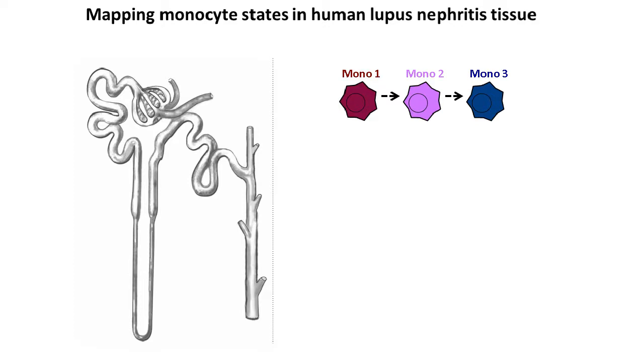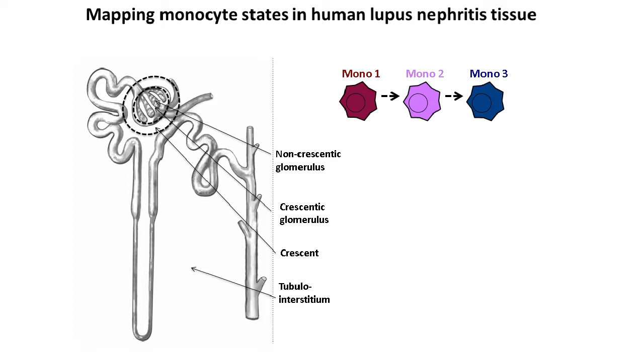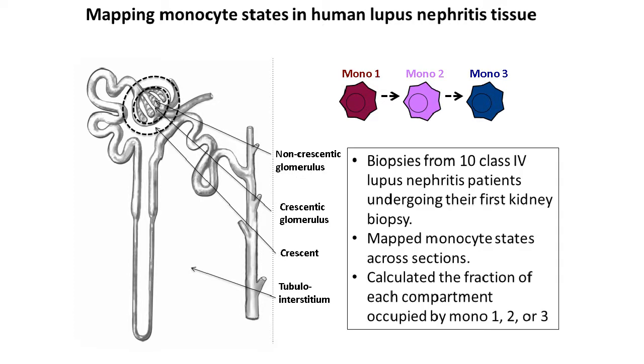Before we go into that summary, I just wanted to remind you exactly what we would be looking for. On the left-hand side, this is a picture of the nephron, and we're going to be looking at how those monocytes relate to those structures of the nephron. In particular, we're going to be looking at monocyte enrichment in four different compartments. First is this glomerular structure at the top. There's a crescentic area, which is in this dotted area. And then there's the tubular interstitial space as well. And when we began to look at 10 biopsies with the most severe form of lupus kidney disease, class 4, that are undergoing their first biopsy, here is what we end up finding.